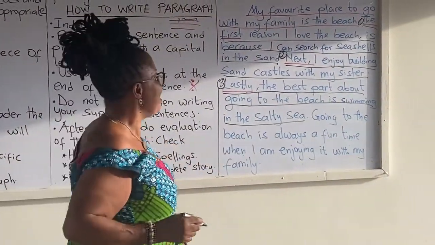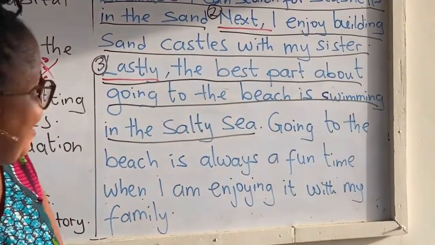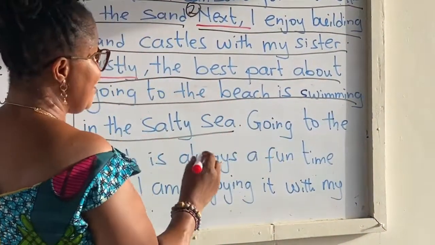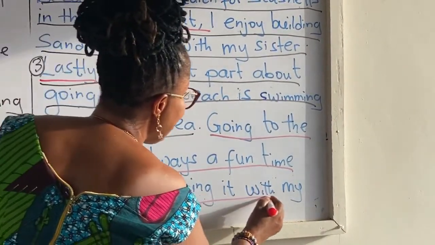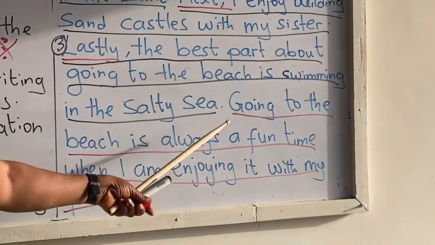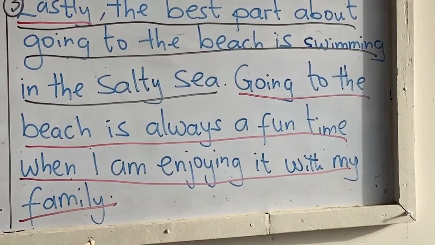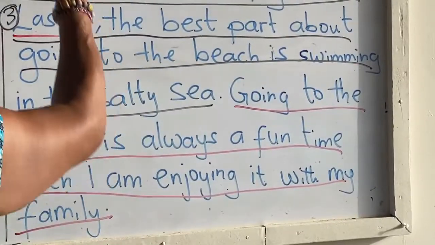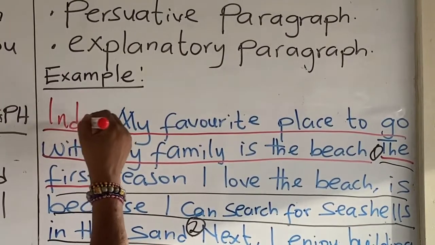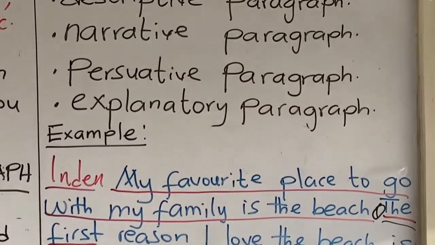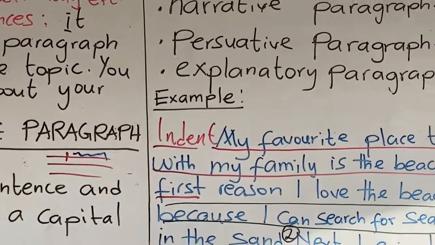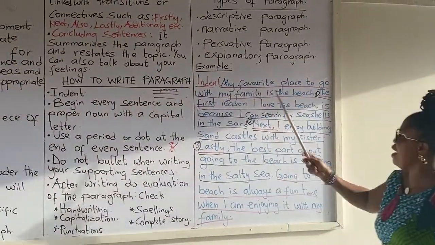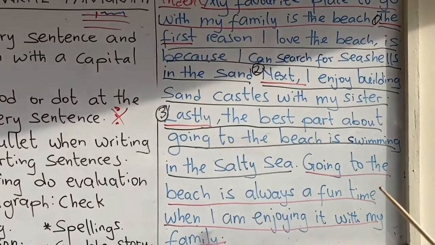Then the last sentence is the concluding sentence. Going to the beach is always a fun time when I am enjoying it with my family. This concluding sentence is expressing feelings. This is where they indented in the paragraph. So with this paragraph, we have one topic sentence, three supporting sentences, and one concluding sentence.